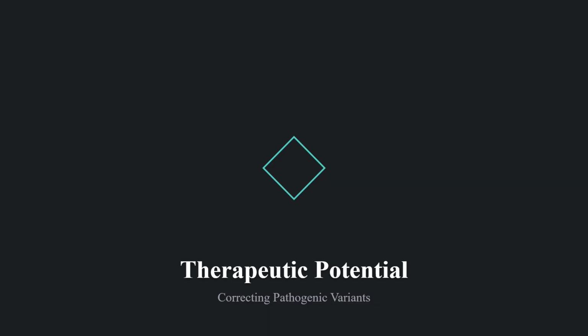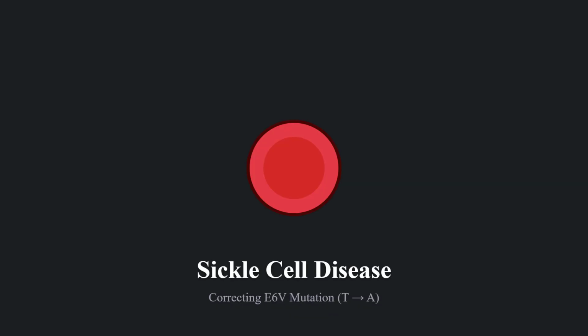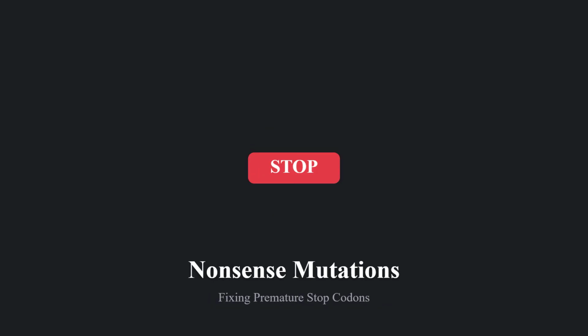Base editing provides a powerful therapeutic tool for correcting pathogenic single nucleotide variants responsible for monogenic diseases. Cytosine base editors can correct the E6V mutation that causes sickle cell disease by converting a thymine to an adenine on the non-coding strand, thereby correcting the resulting amino acid sequence.